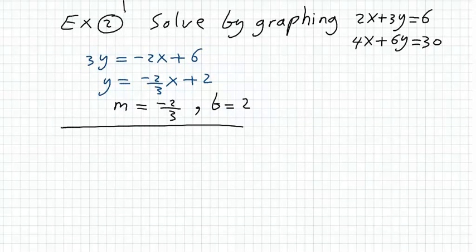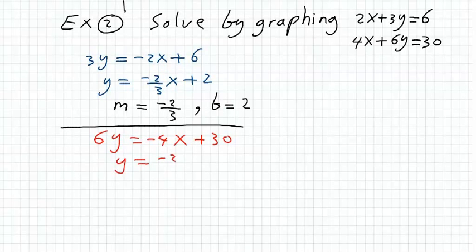The second line, 6y is equal to minus 4x plus 30. Divide both sides by 6. You will have y is equal to minus 4 over 6, which is minus 2 over 3x, and 30 over 6, you will have 5. Also, from this equation, we can say that our slope is minus 2 over 3, and the y-intercept is 5.